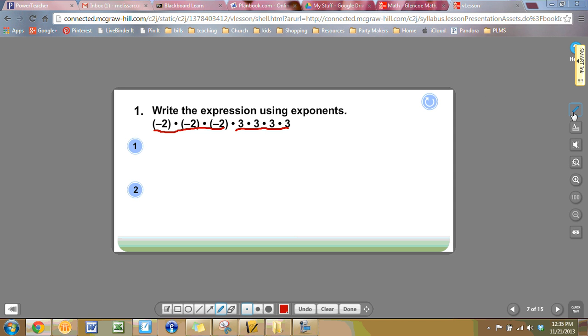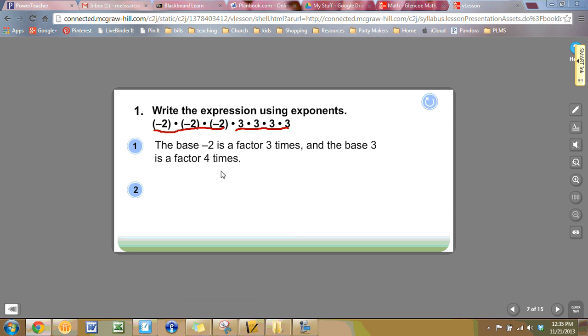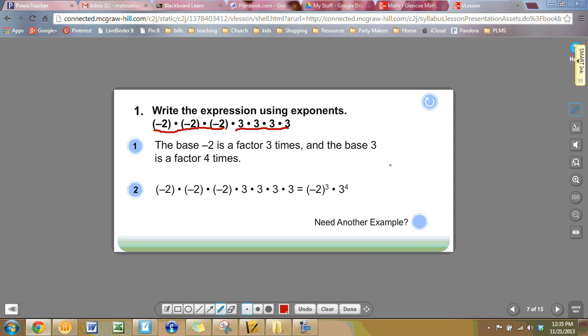So the base -2 is a factor 3 times. That means there's 3 of those -2's. And the base 3 is a factor 4 times. There are 4 of those. So when we write them out, we end up with this base of -2 with an exponent of 3, and then a base of 3 with an exponent of 4. And we put the multiplication symbol between it because we still have to multiply those together. And I don't want to do anything else to it because it didn't say to evaluate it or find the number that it's equal to. Just said to rewrite it using exponents.